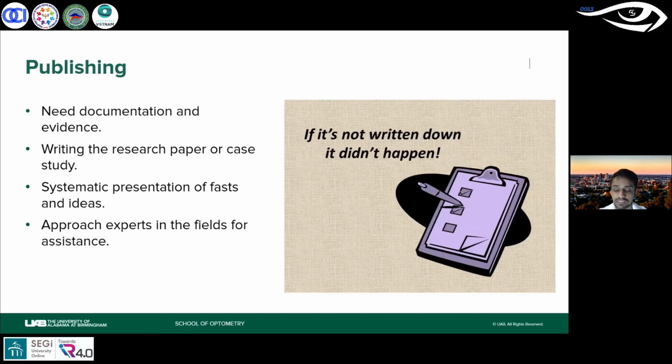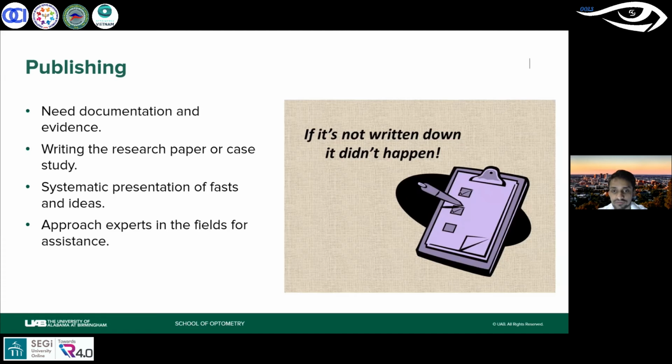Data collection is, though, the longest part of any research. It's one of the easiest if you planned everything out well. Something that students and optometrists dread after is to publish. And remember, if it's not written down, it didn't happen. If you don't publish your results anywhere, no one will know about it, and it was as if you never did that research. So if you're even looking at case studies, etc., you need evidence and documentation.